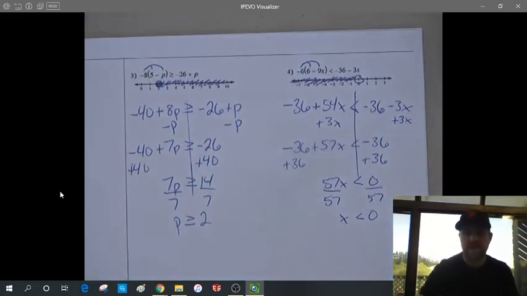Okay, so hopefully that's just kind of an extension of last week for you, and just remembering how to flip the sign if we need to with the inequalities, and then also graph those inequalities as their solutions.